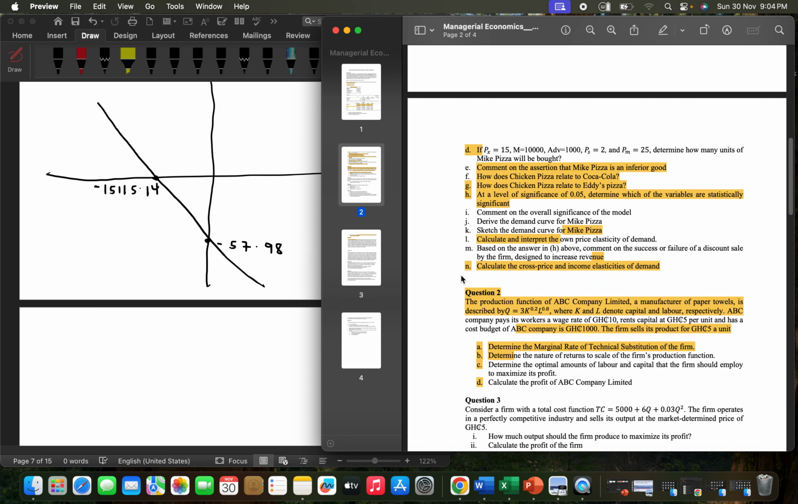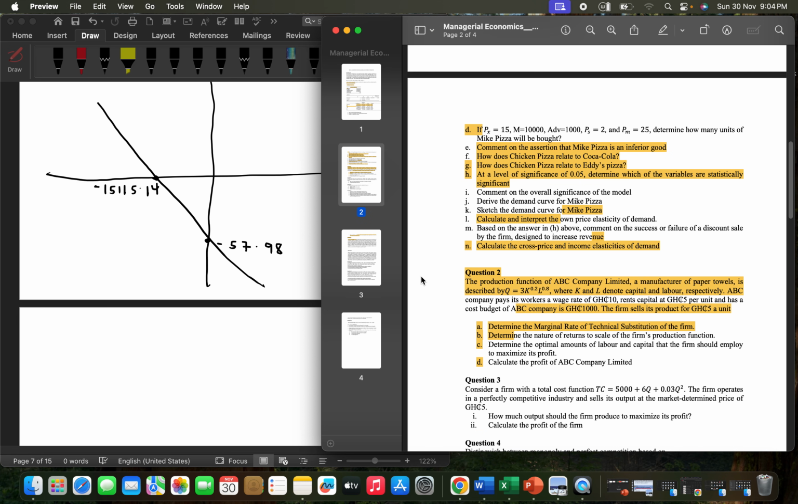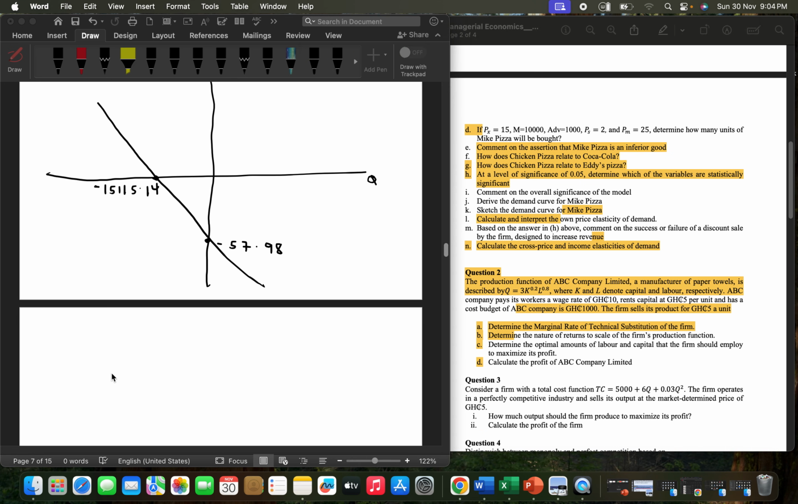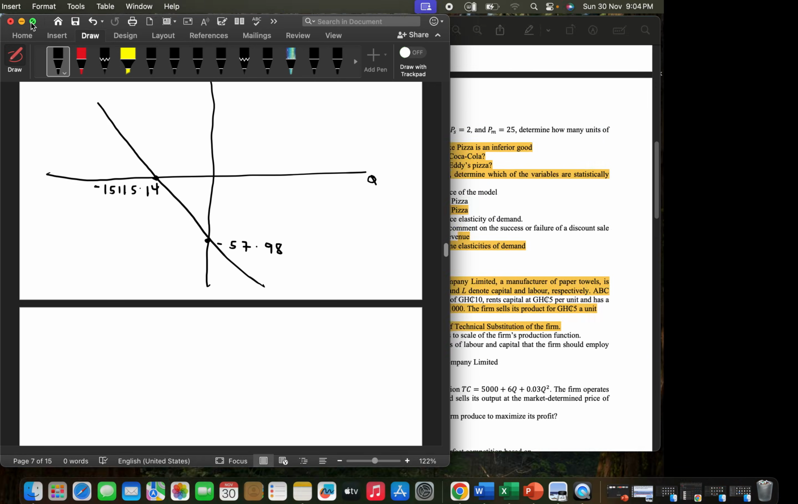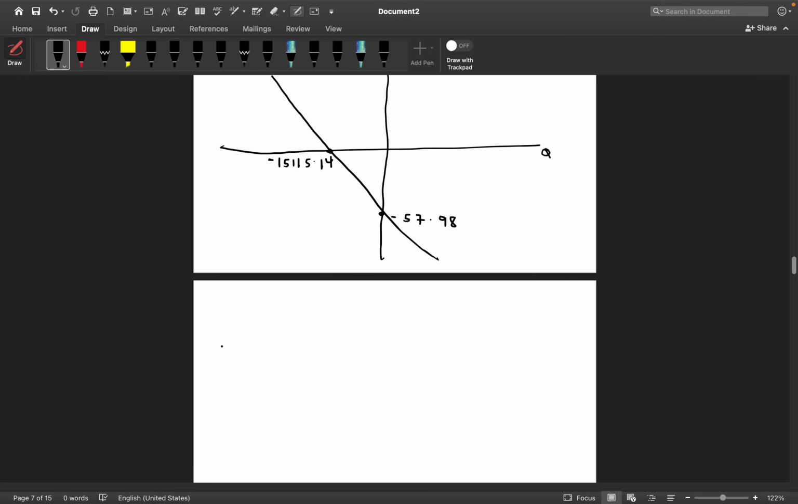So the next one is the I part of the question. Calculate and interpret on price elasticity. So we've been asked to calculate on price elasticity.